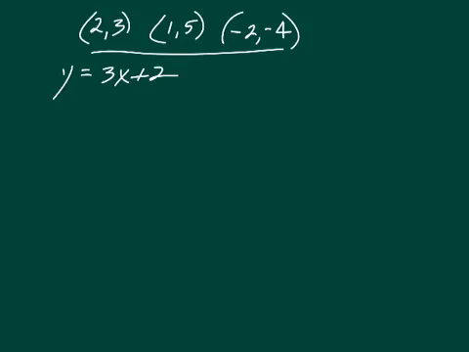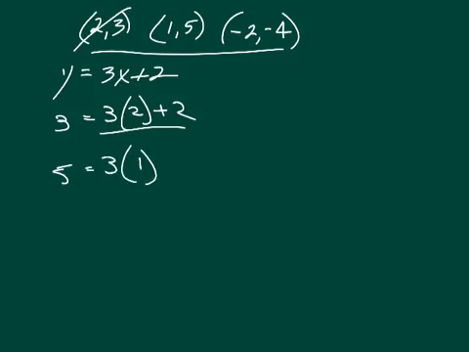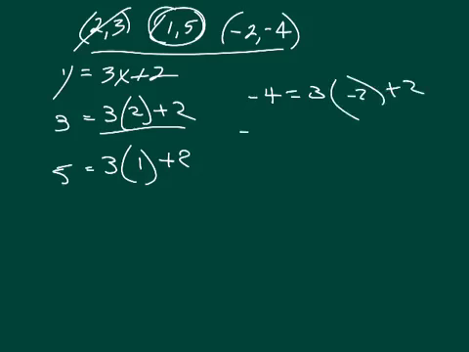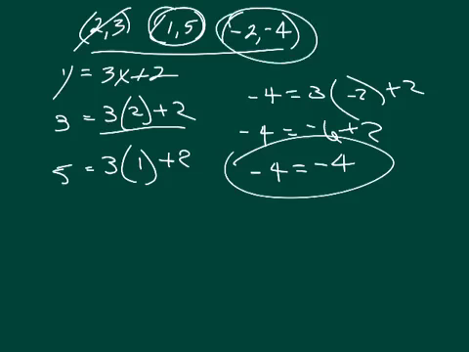Well, let's do the first one. Y would be 3, and x is 2. Is that a true statement? Is 6 plus 2 3? No. So we throw that one out. Let's do the next one. 5. We'll plug that in for y. 3. X is 1. Is that a true statement? Yes, it is. So that works. Let's try the next one. Y, -4 equals 3 times -2 plus 2. So I have -4 equals -6 plus 2, -4 equals -4. True statement, so both of those work.